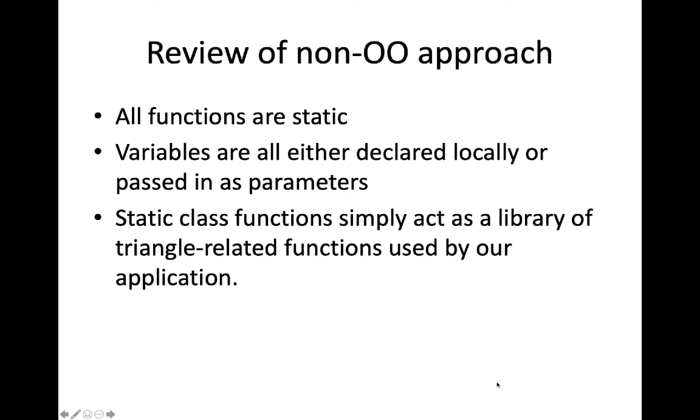We didn't define any new abstractions. We didn't create any data structures really, or otherwise reason about our program in any higher order way. We just programmed it in a very straightforward manner, which is fine. All the variables we use, all the names we use, are either local variables or parameters for all these static methods that we defined and used. And these static class functions that we're creating as helper functions, essentially, if you think about it, are acting as a library of triangle-related functions used by our application.